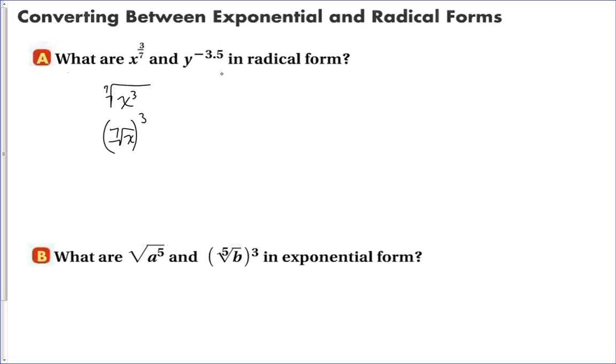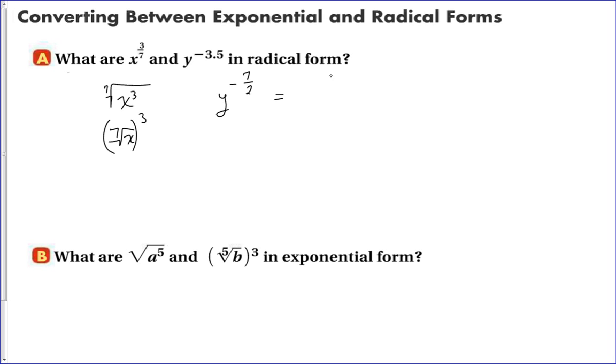Now with this one, what we need to do here is convert this into a fraction. We know it's going to be negative, but we want to convert it into a fraction. So 3.5, well, that's simply 7 over 2, because 7 divided by 2 is 3.5. So if you have decimals, you want to take them and convert them into fractions.